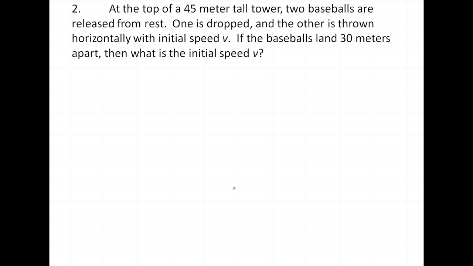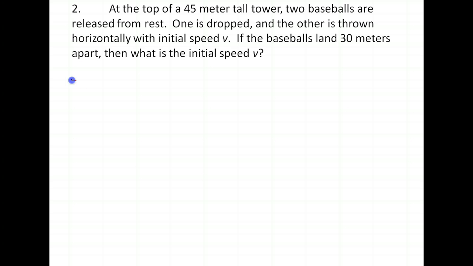Question 2. At the top of a 45-meter tower, 2 baseballs are released from rest. One is dropped and the other is thrown horizontally with an initial speed v. If the baseballs land 30 meters apart, then what is the initial speed? So let's go ahead and draw our picture for that one.